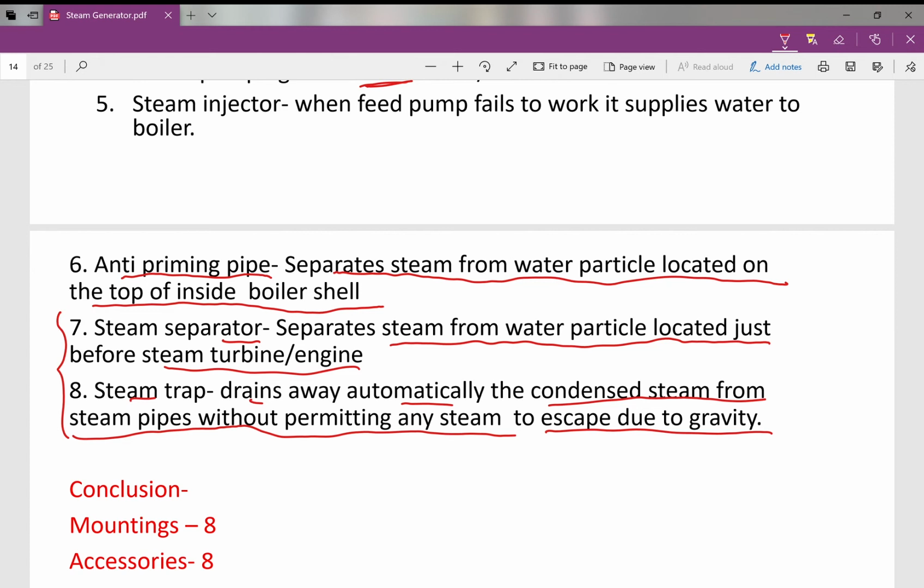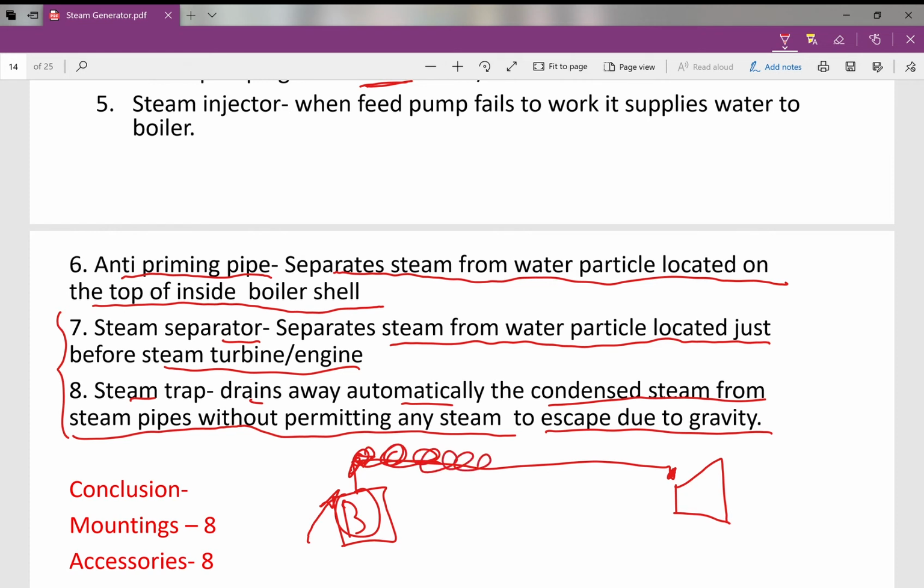Through an insulated pipe, steam travels its journey from the boiler. Here it is a boiler, let us say. Steam comes out, and suppose the steam turbine is located here. So from here to here, this is your full insulating pipe, and these items 7 and 8 are located here only. This is your steam turbine. So we locate the steam separator or steam trap here.